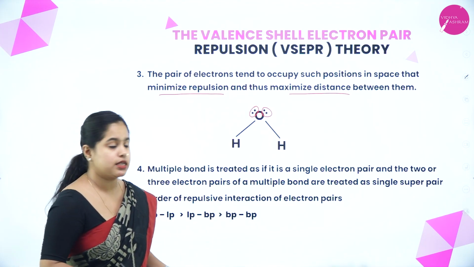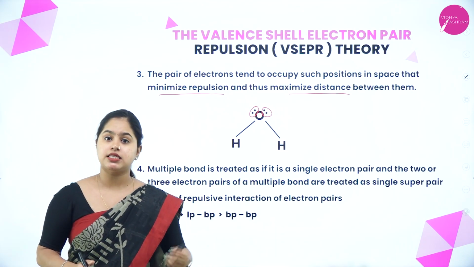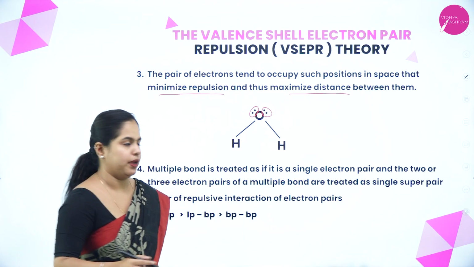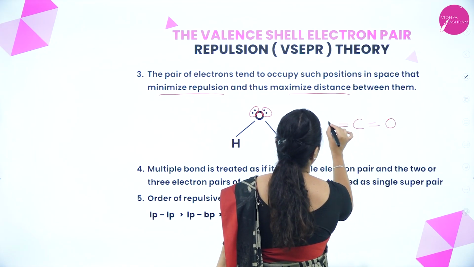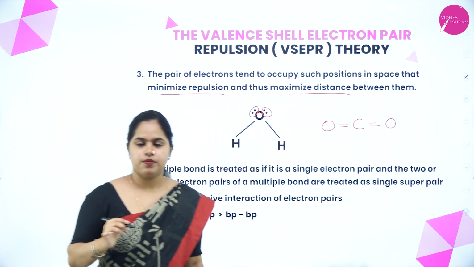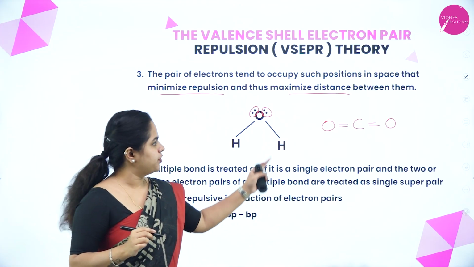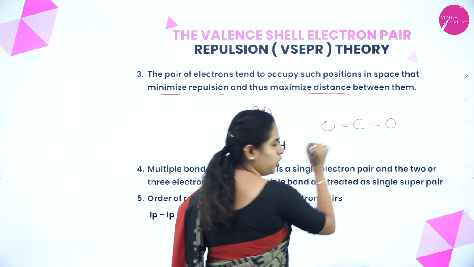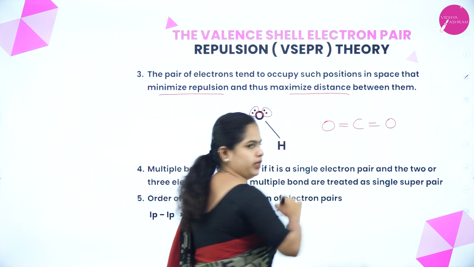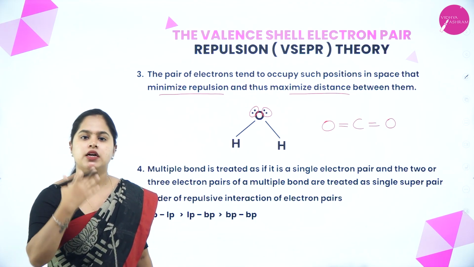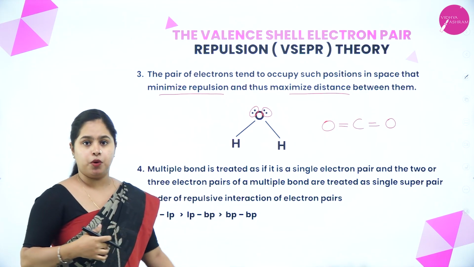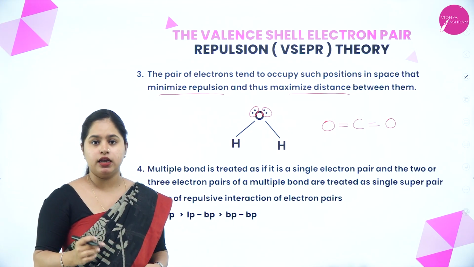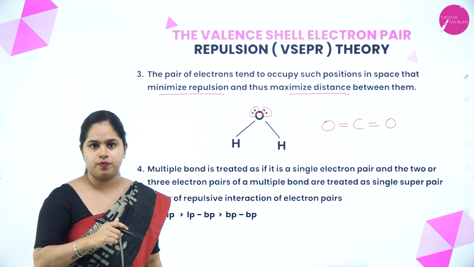Okay, now what is this? A multiple bond is treated as if it is a single electron pair. In the previous slide, we discussed CO2, right? As you can see here, there is one double bond here and one double bond here, which is a multiple bond. Double bond and triple bond are called multiple bonds. According to VSEPR theory, they are considered as a single bond, right?